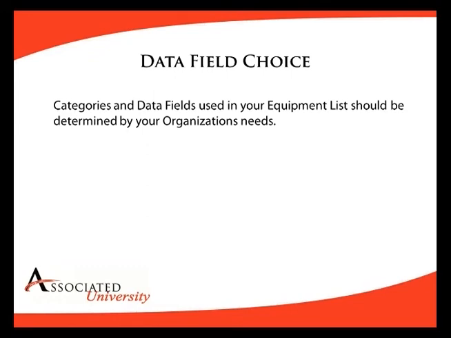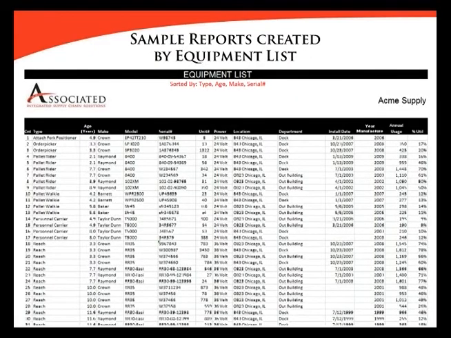One thing to consider on data field choices, the categories and data fields used in your equipment list should be determined by your organization's needs. And these were just some suggestions to include in your equipment list. But definitely pick the ones that you feel that you need to see in your equipment list.